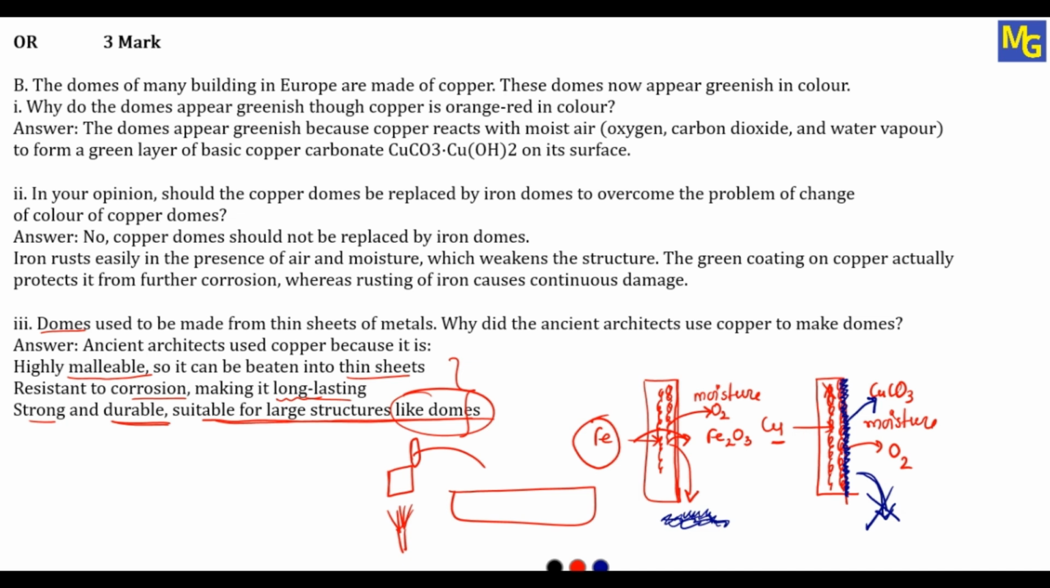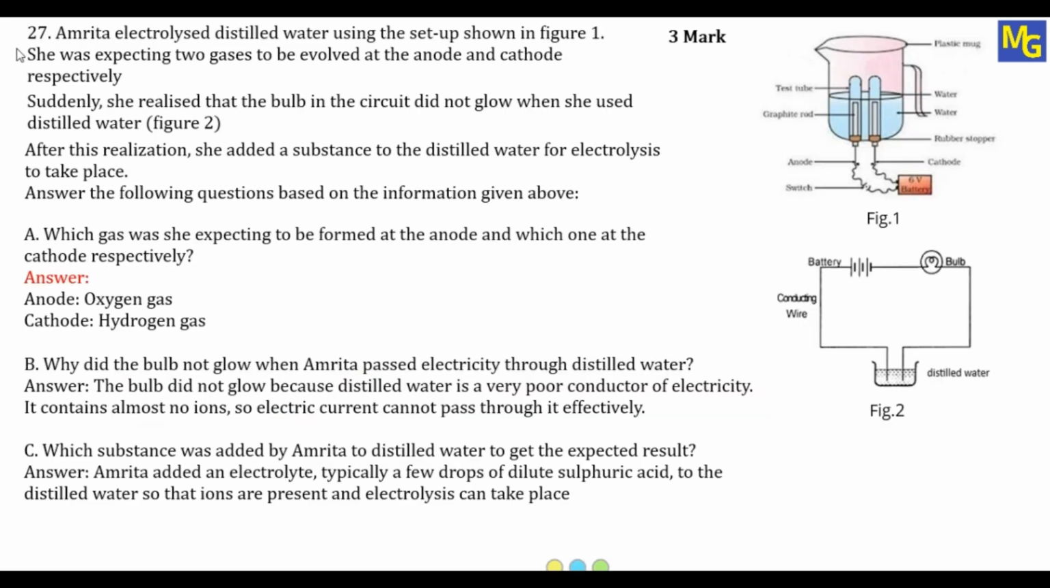So question A is finished, question B is finished. Whichever you feel is easy, that you have to attempt in the exam if such a type of question comes. After this, we are going to move on to the next question. So the next is question number 27. This also carries 3 marks. So we will read the question.